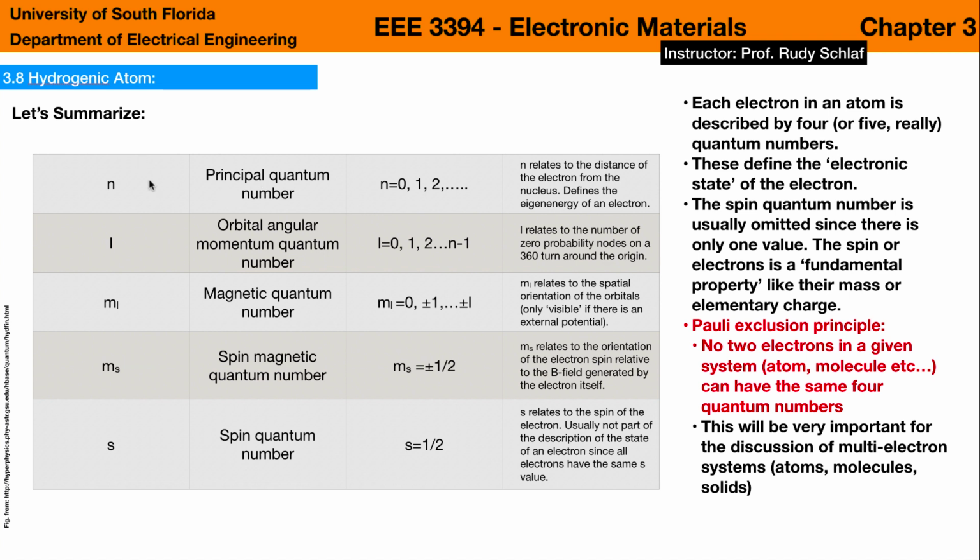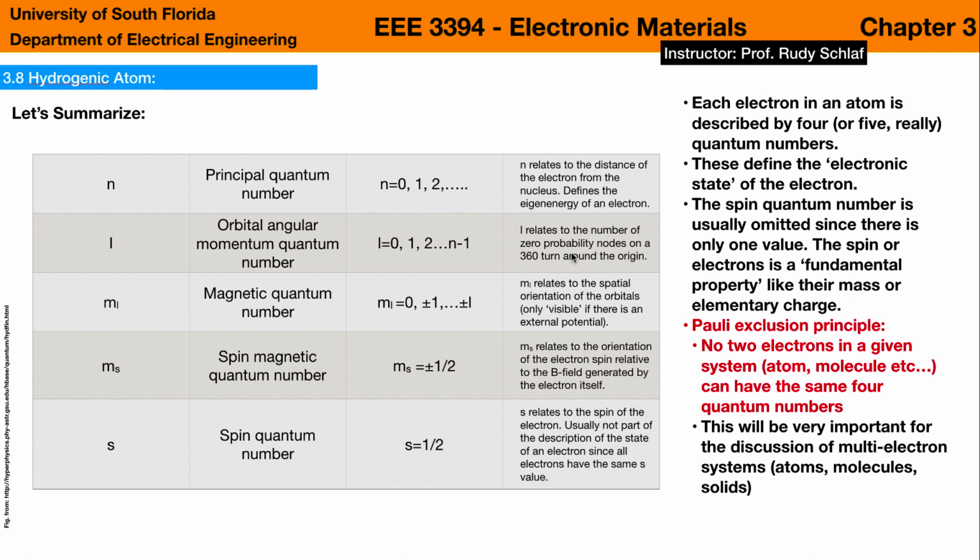The principal quantum number n goes from 0 to infinity. It basically defines the eigenenergy of an electron, and you can think of it as defining the distance of the electron from the nucleus. The orbital angular momentum quantum number L, which goes from 0 to n-1, relates to the number of 0 probability nodes on a 360 turn around the origin. So the more complex these orbitals look, the higher the orbital angular momentum quantum number.